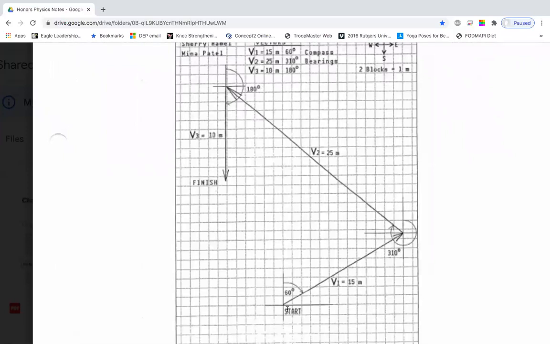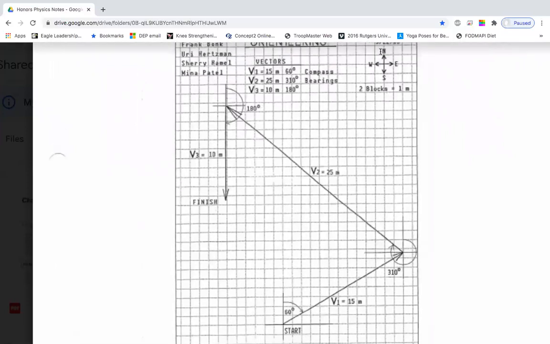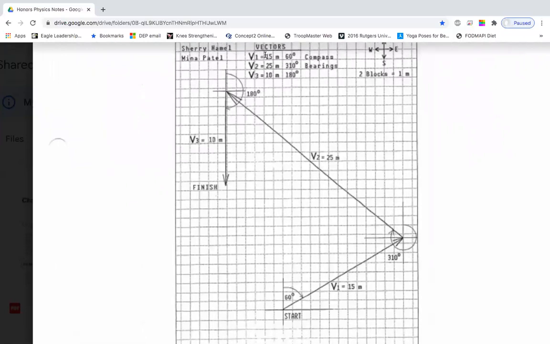I'm starting over here. I have my compass, north, south, east, and west. I've listed the vectors right here. So the first one is 15 meters, 60 degrees. These are all in compass bearings. So I start at north and I crank over 60 degrees. And now I have to follow my scale. How long do I make this? I could just use another sheet of graph paper, rotate it so that it lines up with this line, and draw out how far to go.